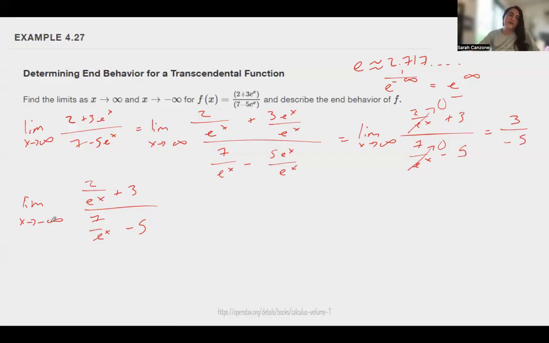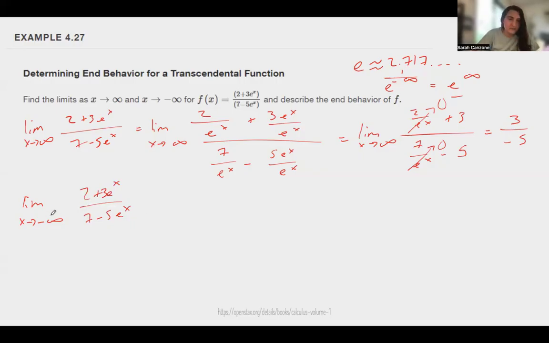So instead of looking as x approaches negative infinity, we can look at x approaching positive infinity, but then adjust the function itself. So let me go ahead and do that. I'm going to erase this, and we're going to do it from the beginning and show that the answer is actually different than what we would expect. So if we have 2 plus 3e to the x over 7 minus 5e to the x.